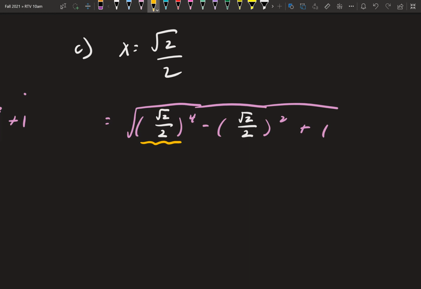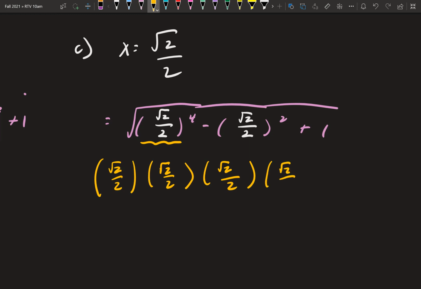So square root of 2 over 2 to the fourth is technically square root of 2 over 2, square root of 2 over 2, square root of 2 over 2, square root of 2 over 2, because it's written 4 times. Now we're gonna work with it piece by piece. So we're gonna put pairs together. I'm gonna put these together and then these together, because whatever I get for the left, I get for the right because they're the same thing.